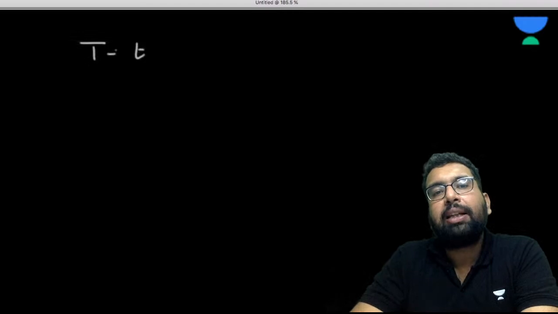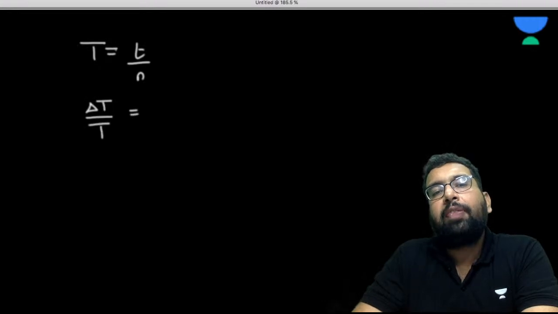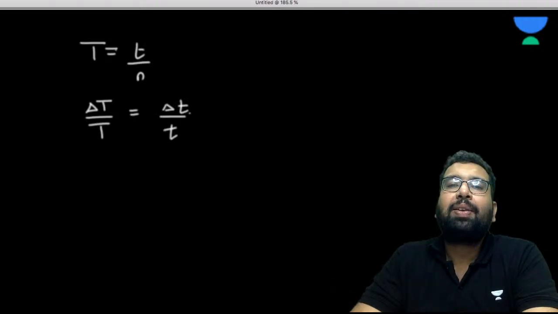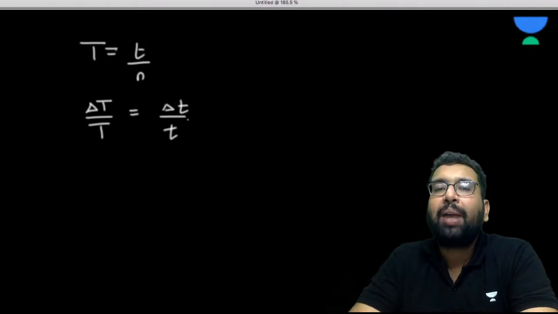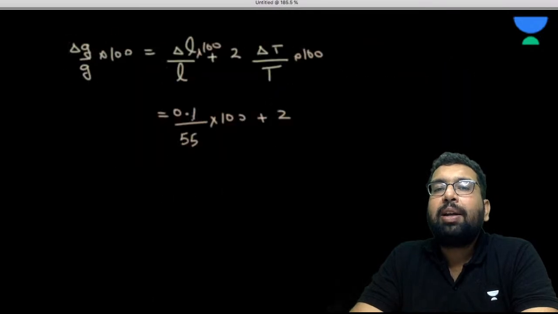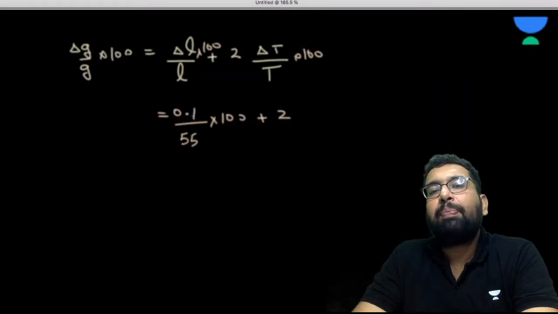Now let's consider this as a formula. Can I say that delta T is equal to t by n? So using the differentiation part, can we write it like this also? Delta T by T is equal to small delta t by t. So now instead of delta T by T, can I replace it with small delta t by t into 100? Are you getting this thing or not?